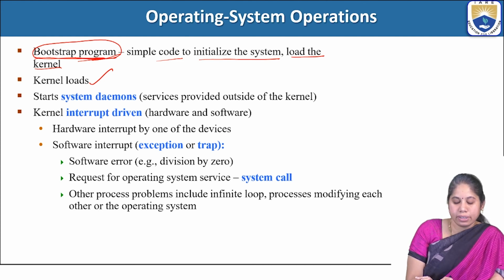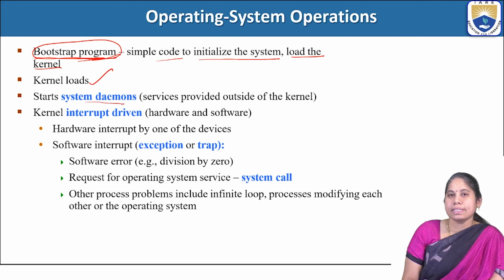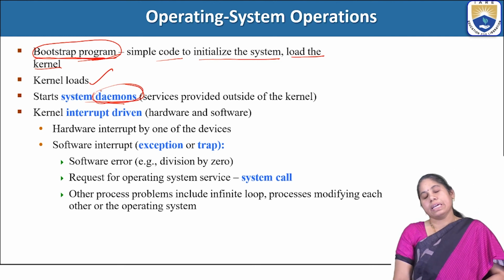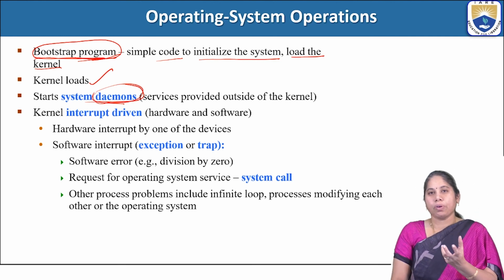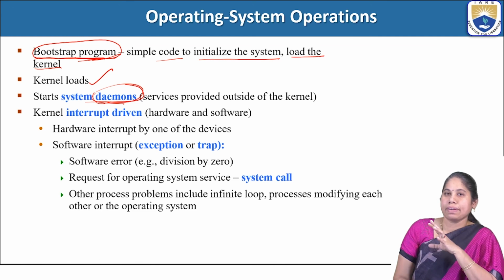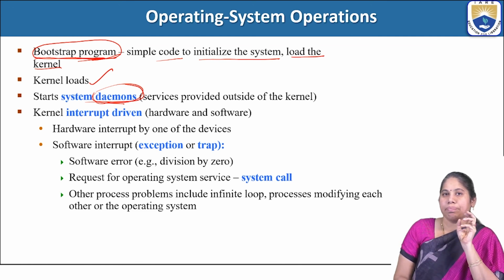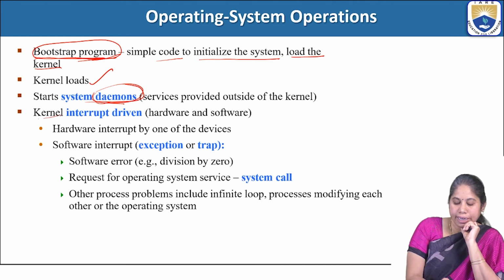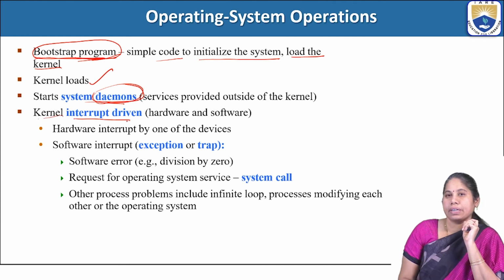Once the kernel starts, it will start all the system daemons. The daemons are nothing but services, all the different services. Suppose you take any organization, it provides services that it is going to perform. Like that, the operating system is a collection of system daemons, services provided outside of the kernel. The kernel is interrupt driven.